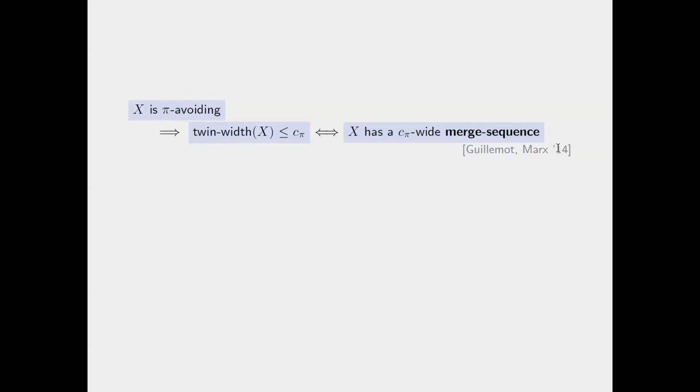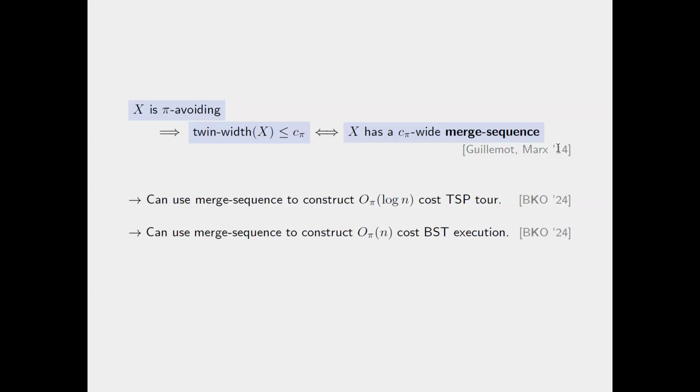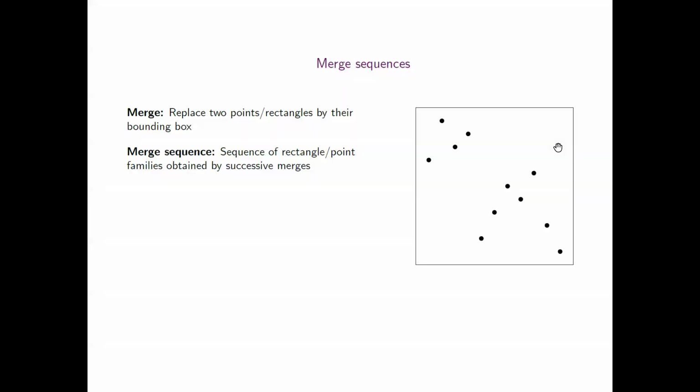I'll say in a moment what is a merge sequence. I'll have a nice animation. But we can use this merge sequence to construct basically a logarithmic cost TSP tour. And we can use this merge sequence to construct a linear cost binary search tree execution. So this concept of merge sequence gets us a bit further. So let me show what is this merge sequence.